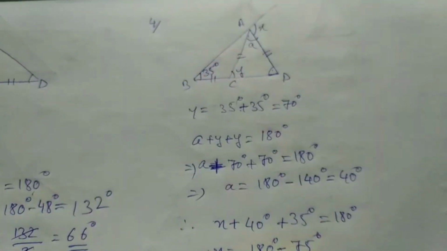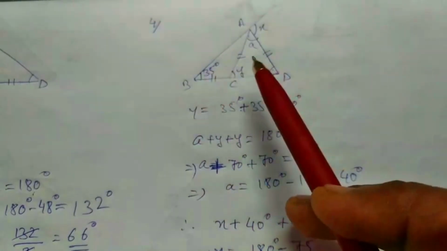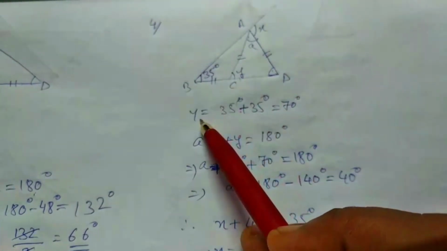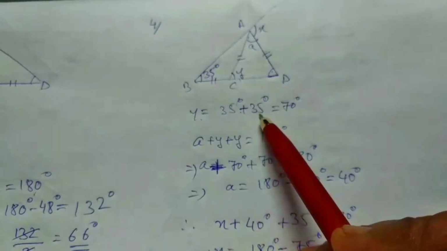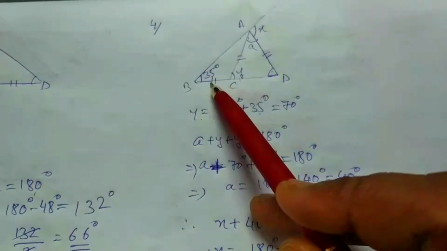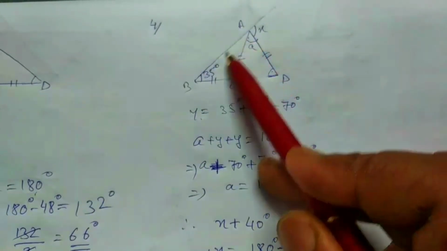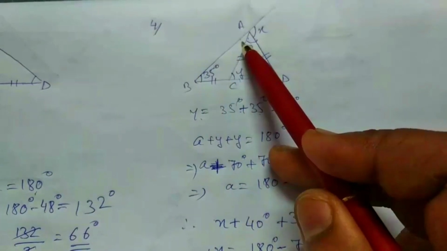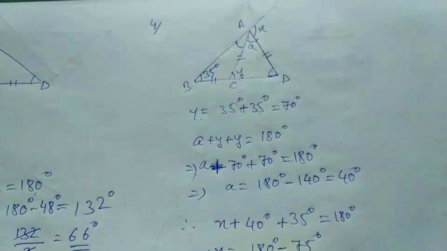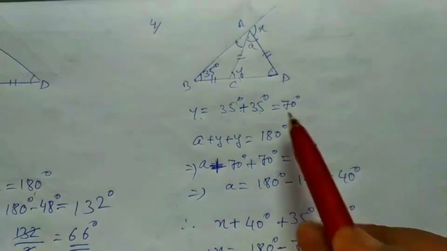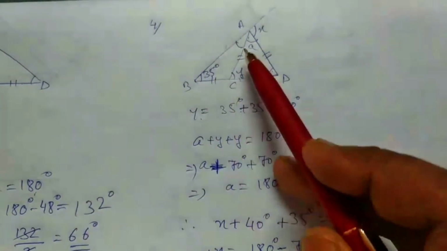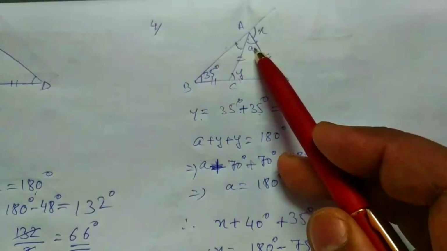Now come to this figure. In this figure, you have to find the value of x and y. Okay, so y will be equal to 35 degree plus 35 degree. See, in this triangle, these two sides are equal. That means these two are base angles. So if one angle is 35 degree, then the other angle, this one, will also be 35 degree. So we can write y equal to 70 degree. Now A, we have assumed this angle as A.